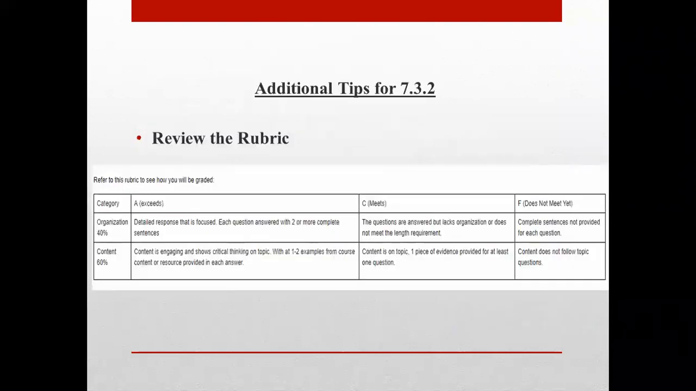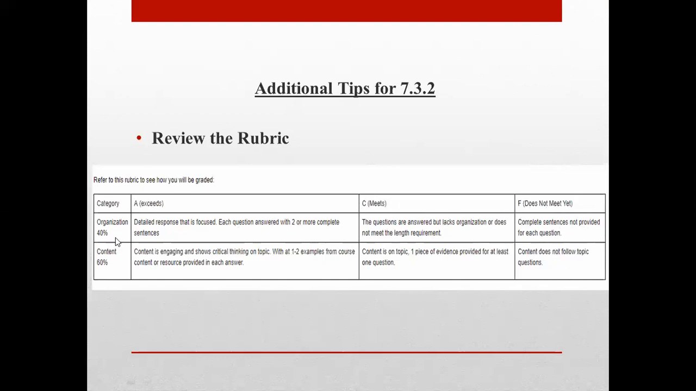I highly recommend that you review the rubric. A rubric, for those of you who are not sure what it is, it's basically an outline that says what you need to do to score a certain grade. So if you want to score an A, you need to do everything that's in this column. If you want to score a C, you just want to get by, then you need to do the minimum here. And if you got an F, you go back and you read the rubric. This is why you got an F.